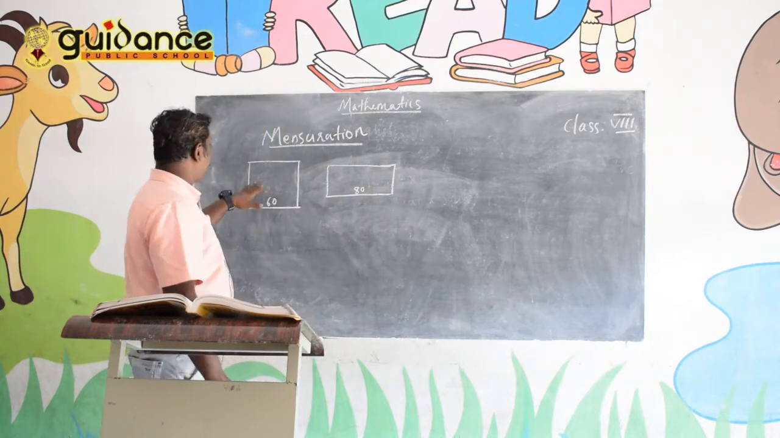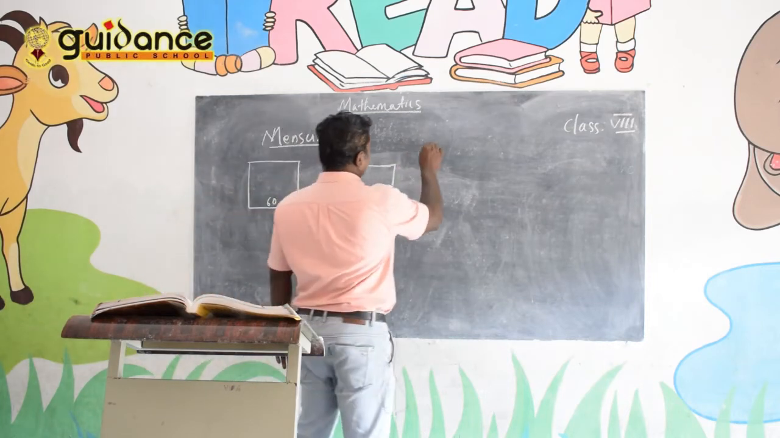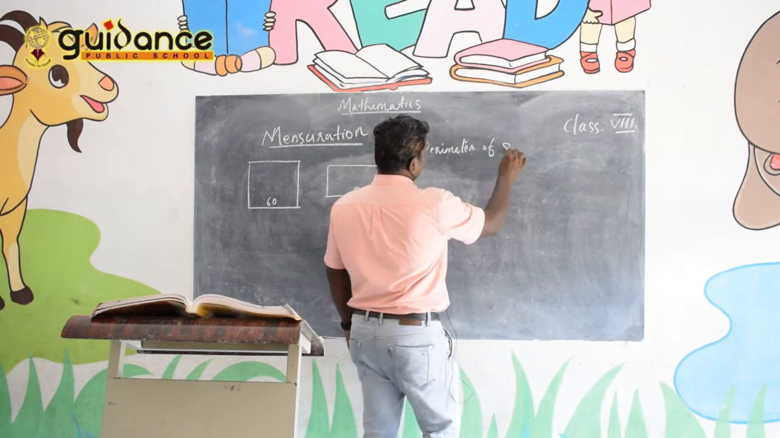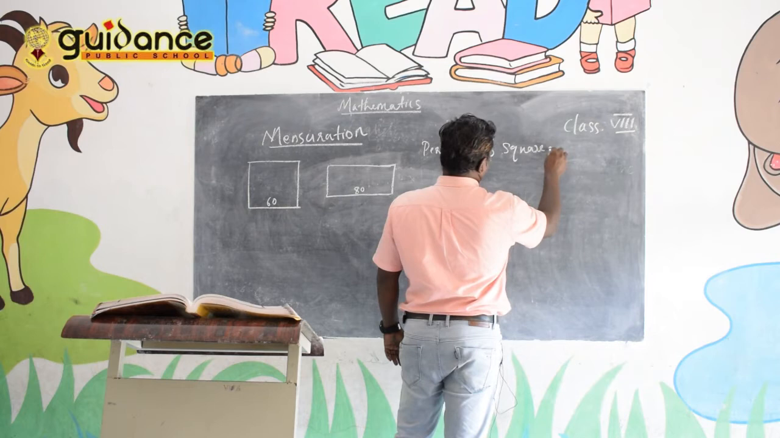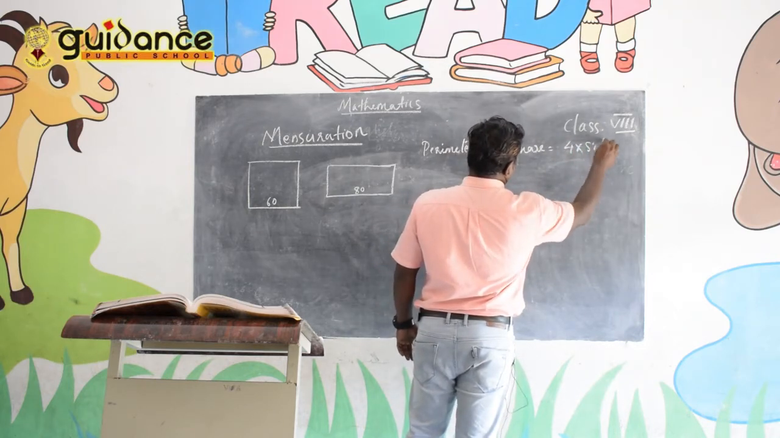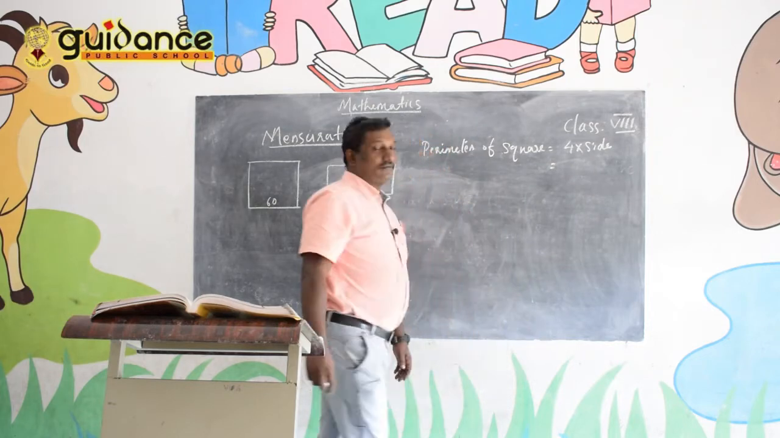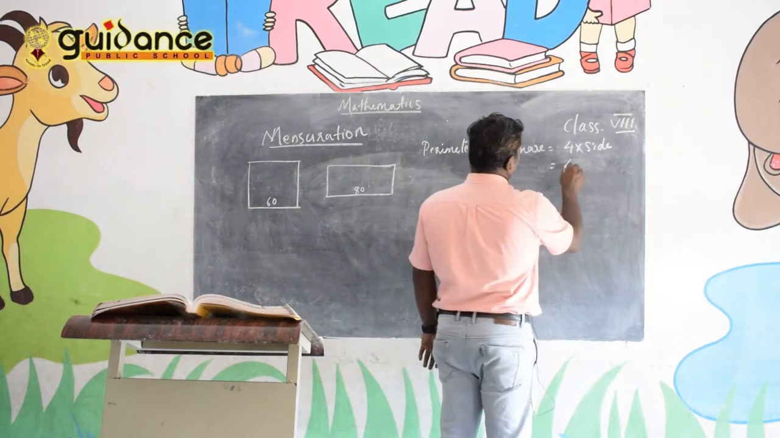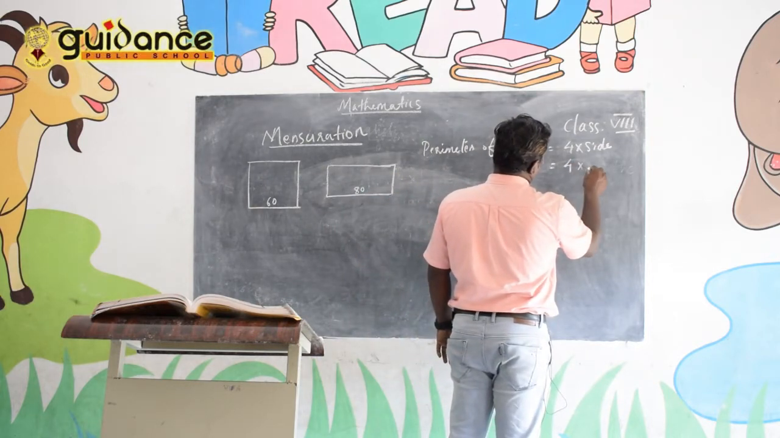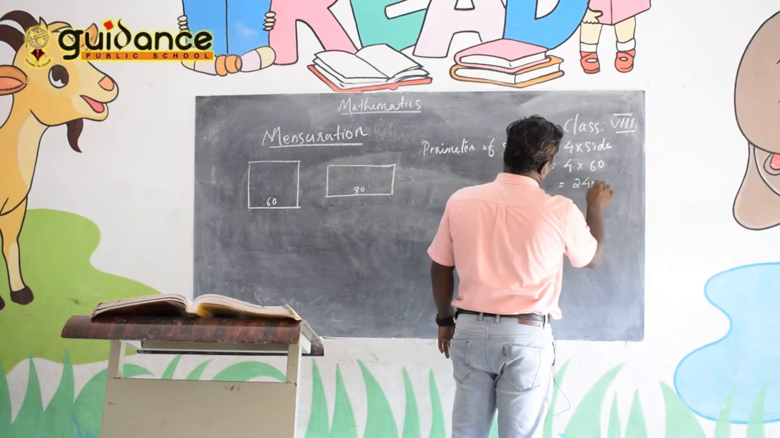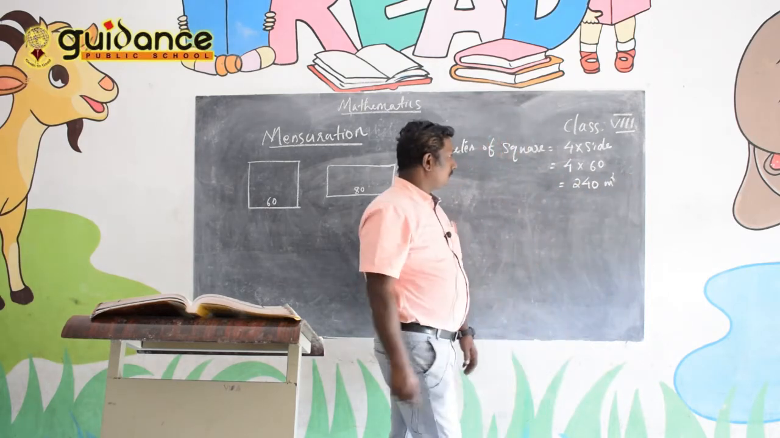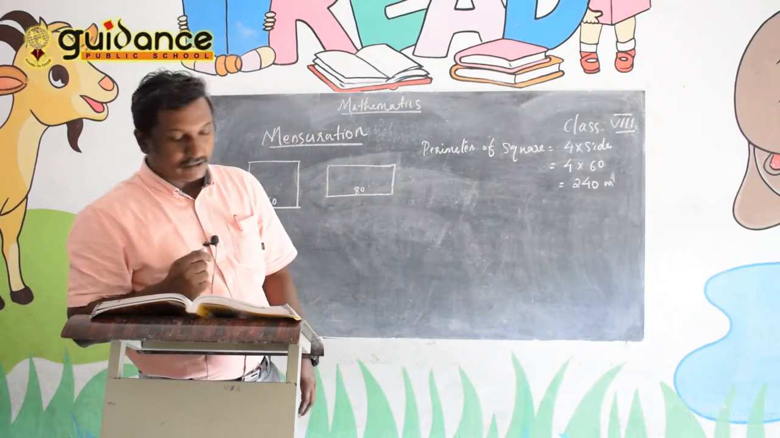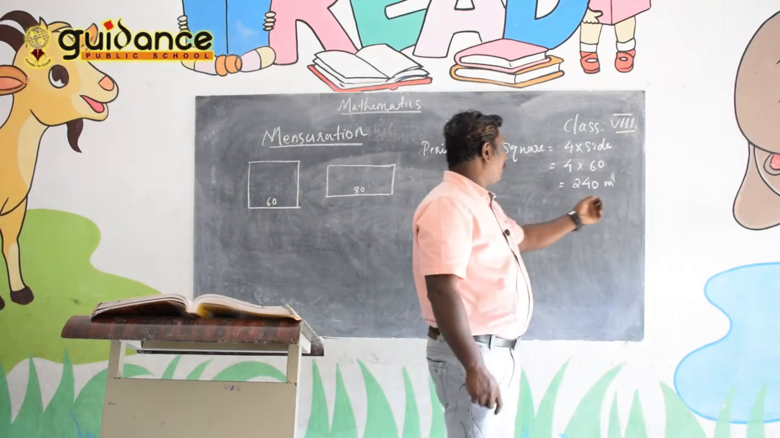First we find the perimeter of the square. Perimeter of square equals 4 into side. What is the side of the given square? It is 60 meters. 4 into 60 equals 240 meters. It is a perimeter, so there is no exponent.